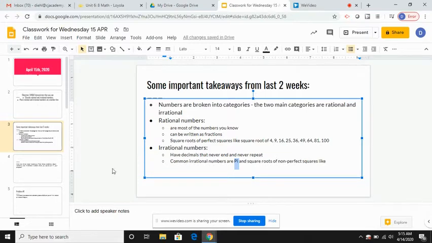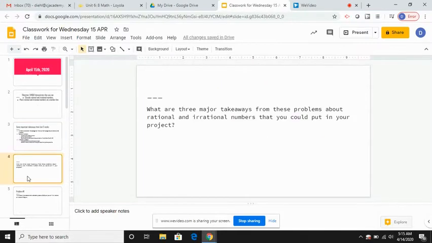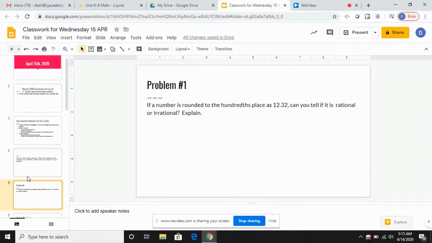So they're irrational. By the end of today, hopefully you have three major key ideas that you can creatively put into your poem or song or art project that shows you have learned it and understood it. So let's look at this first problem.